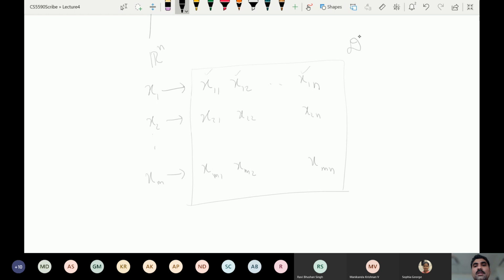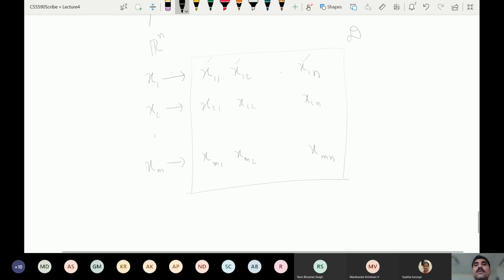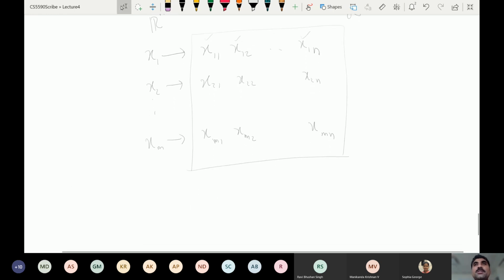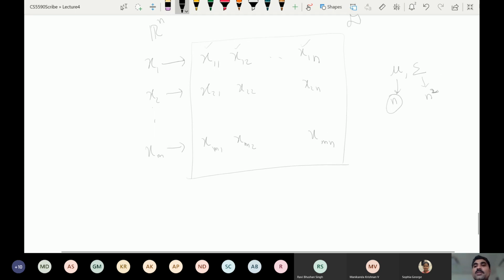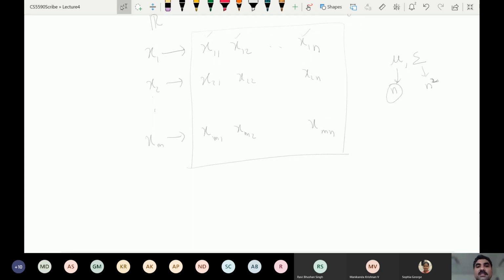Okay. Now, suppose somebody asks you to estimate the values of the parameters. What are the parameters? It is simply mu and sigma, right? So mu, how many values you have to estimate? n values. Sigma, how many values? n square values, right? So now I'll tell you how to estimate these things. These are the usual formulas which you know, but that will be the same answer in case of method of moments or maximum likelihood.